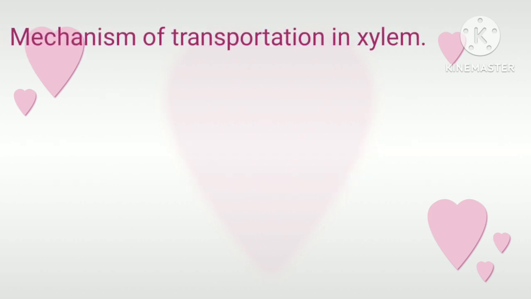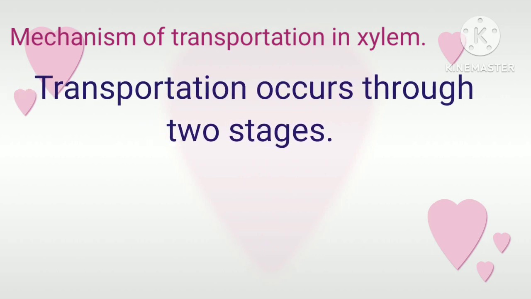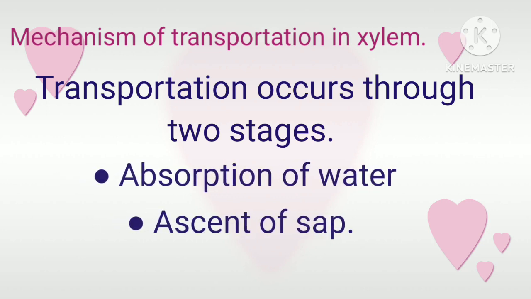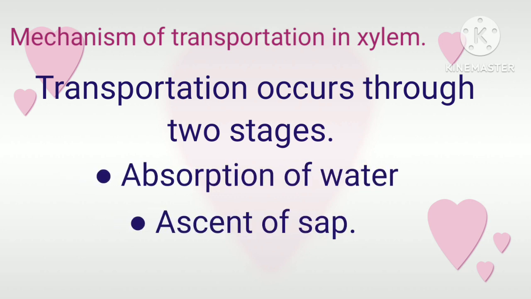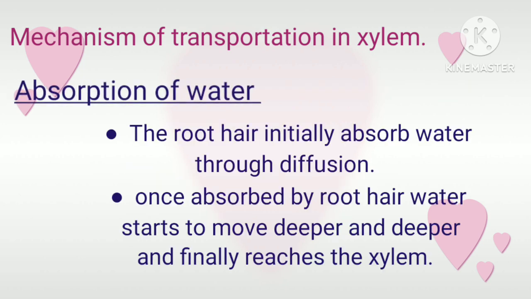Now we will discuss the mechanism of transportation. Transportation occurs through two stages. The first is absorption of water and the second is ascent of sap. Let us first discuss the first part, absorption of water. The root hair initially absorbs water through diffusion. Once absorbed by root hair, water starts to move deeper and deeper and finally reaches the xylem.